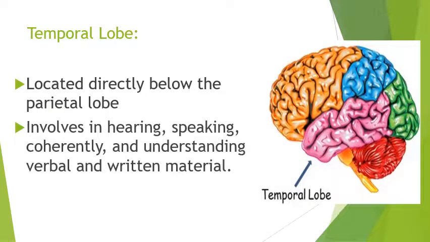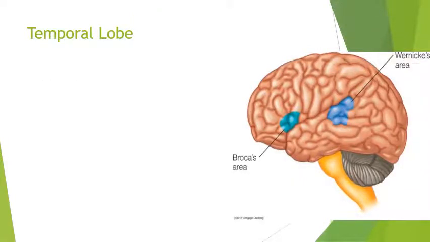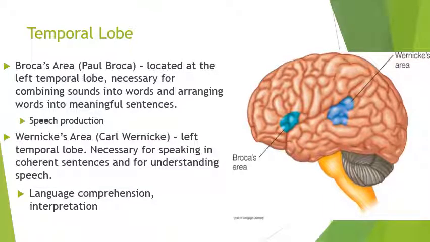The temporal lobe is located directly below the parietal lobe, and it is involved in hearing, speaking coherently, and understanding verbal and written material. The temporal lobe contains the Broca's area and the Wernicke's area. So the Broca's area is responsible for speech production. So it combines sounds into words and it arranges them into meaningful sentences. The Wernicke's area is responsible for speaking in coherent sentences and for understanding speech or comprehension.